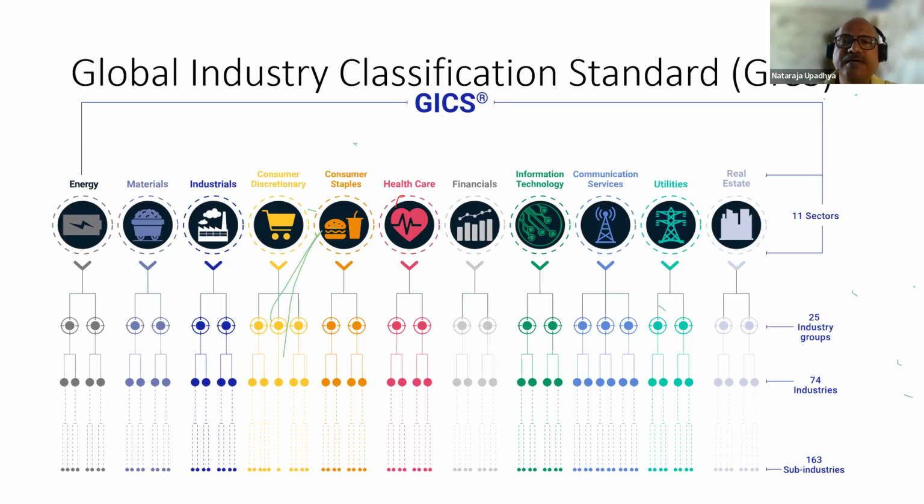Now, our Indian stock markets are mentored by S&P, which is a US company. Therefore, the US standard for classification is an influence in arriving our sectors and industries. So US uses Global Industry Classification Standard, GICS. Basically, there are 11 sectors which are comprising of 25 industry groups, then 74 industries, and then 163 sub-industries.